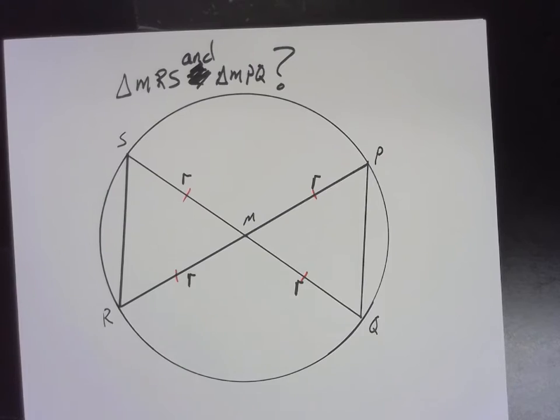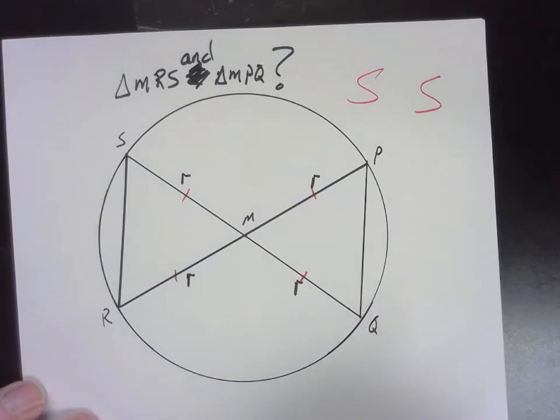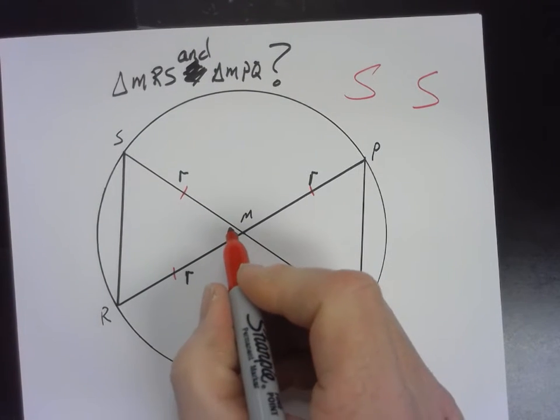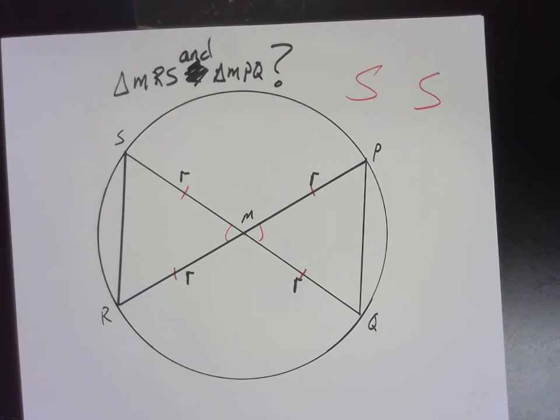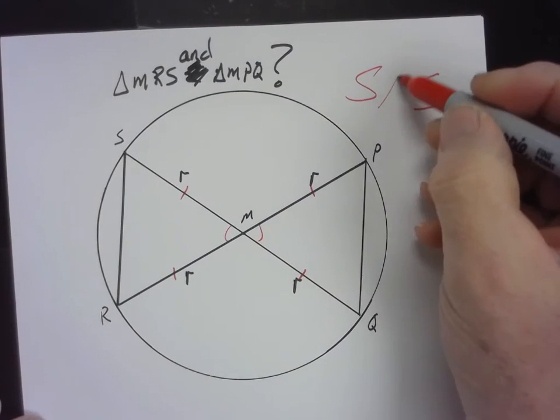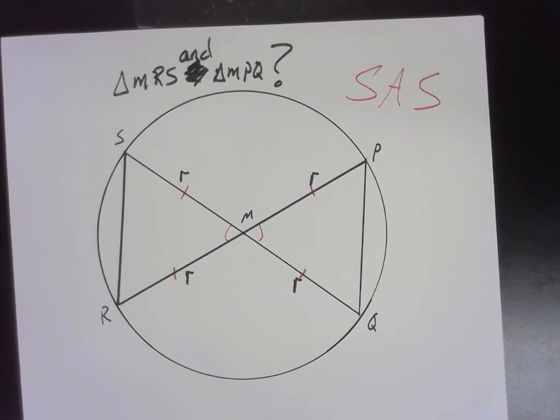So we got side and side. Now which one's the included angle? I see you all pointing at it, and someone said M. M, right? Okay, so we got to look at these two angles right here. Are they congruent? Yeah, all vertical angles are congruent, aren't they? So we've got side angle side.